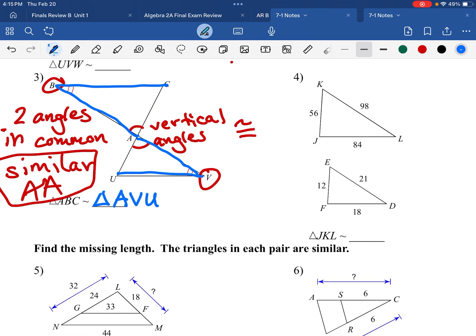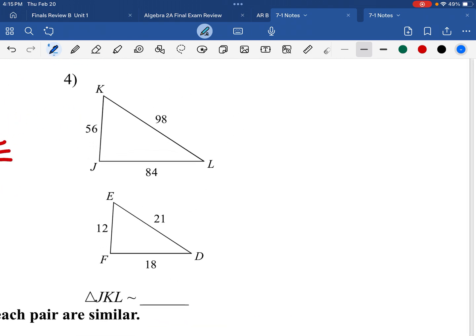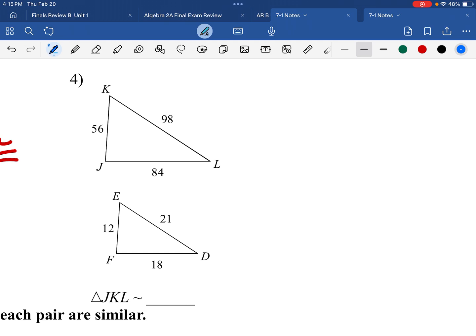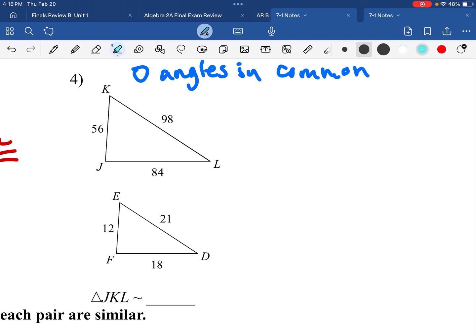So let's try another one. This time, we're going to have to check all three sides on this one to see if it's side, side, side, because I don't know about the angles. So I have 0 angles in common, right? So let's check the sides. This time we're going to have to set up multiple proportions. So I'm going to do 56 over 12. I'm going to use the corresponding sides to set up proportions, okay? Now if I do the longest sides, 98 over 21.